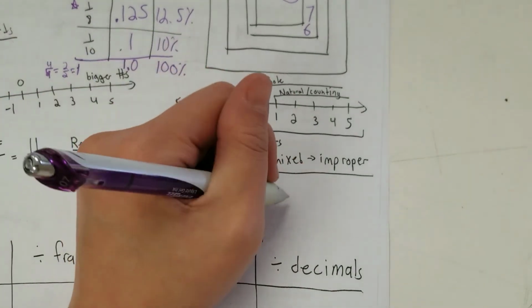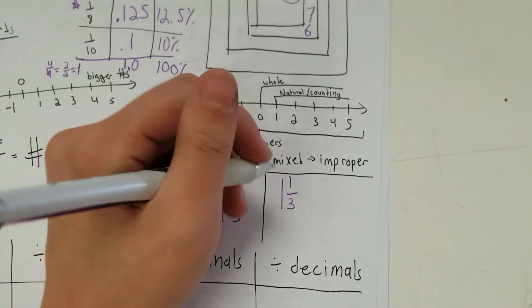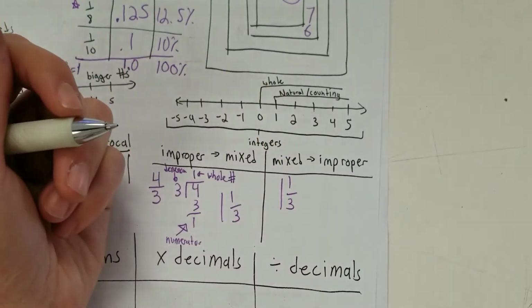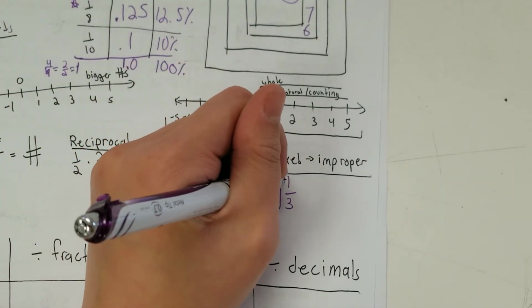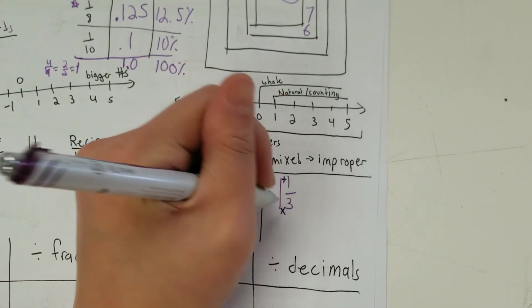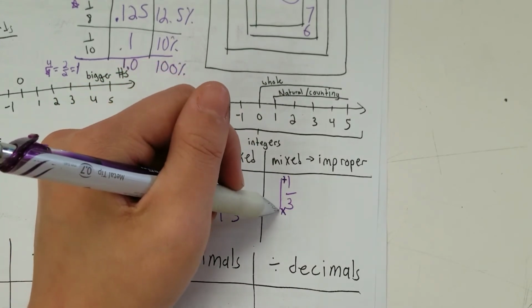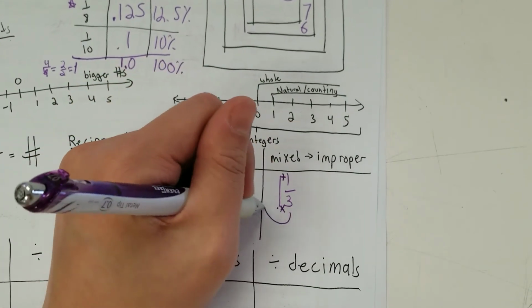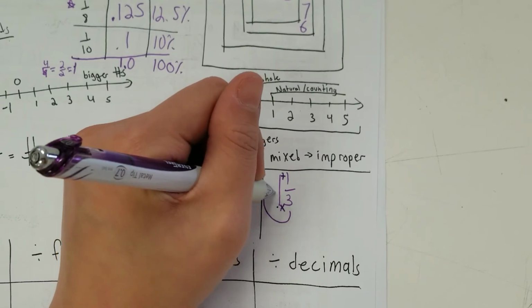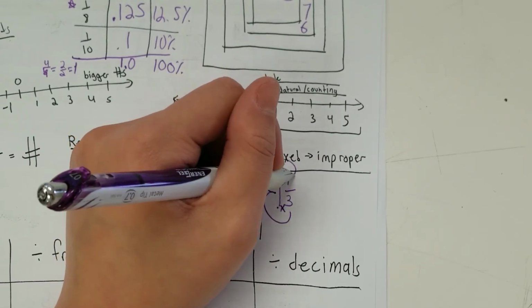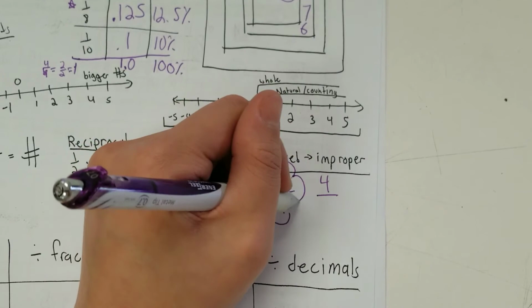When you change from a mixed number to an improper fraction, we do what we call Texas popcorn. It looks like that because we have a T and we have an X, which means addition and multiplication. What's 3 times 1? 3. Plus 1, 4. Denominator, 3.